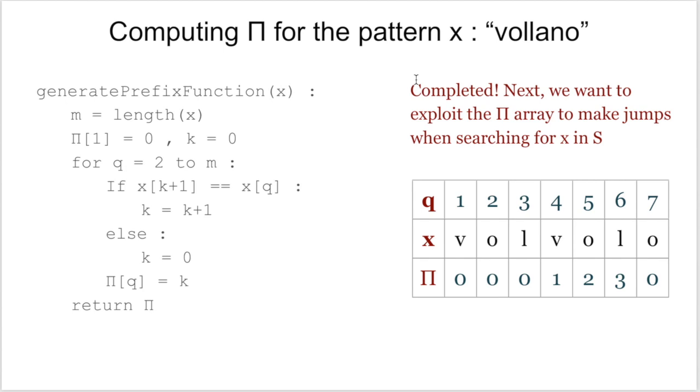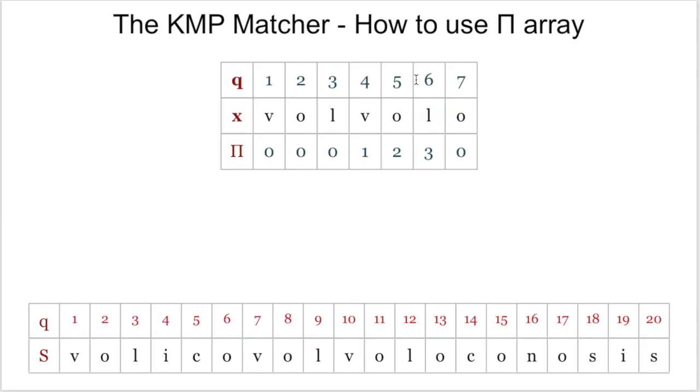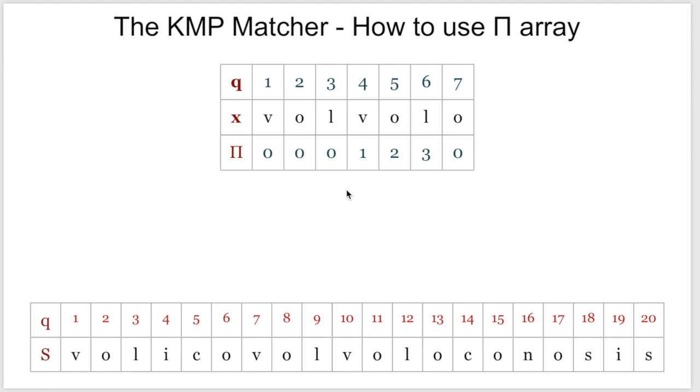Now let us look at how the KMP matcher uses this prefix array to do a better and more efficient string matching. Let us look at how I will be exploiting the KMP matcher using the prefix array to find this pattern in my string. We will show you an example before we actually show you the logic and the pseudocode for this.